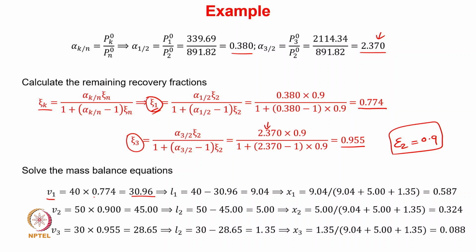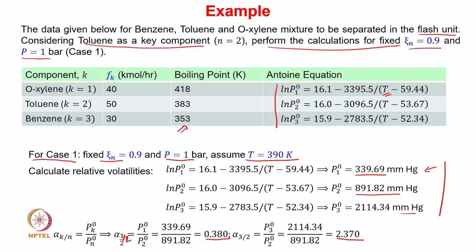So V1 plus L1 should be equal to F1. So we can calculate L1. L1 is nothing but 40 minus 30.96. That comes out to be 9.04 kilomole per hour, isn't it? Similarly, V2. So F2 is nothing but what? F2 in this case is given as 50. You can see F2 is given as 50.